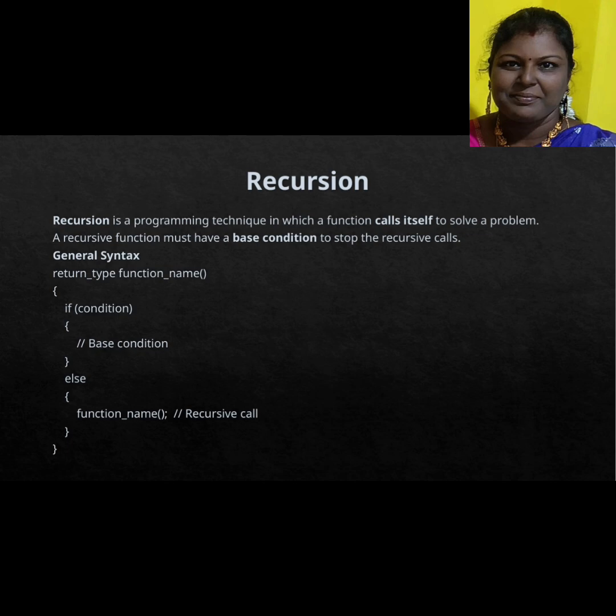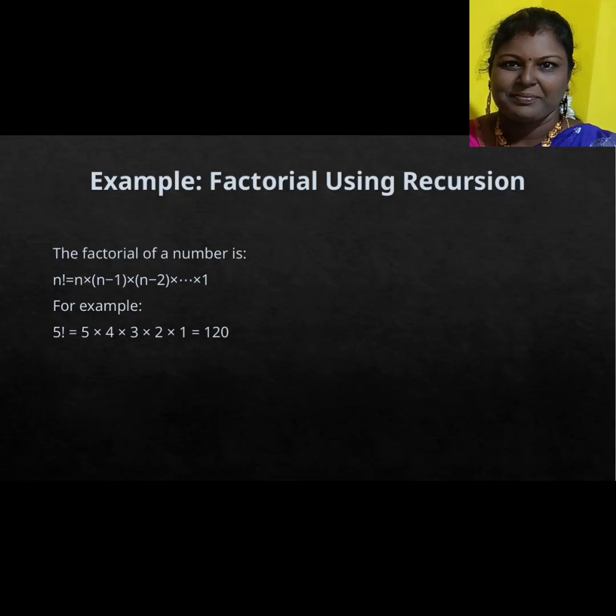Let's talk about factorials, a fundamental concept in math and computer science. The factorial of a number, written as n factorial, is the product of all positive integers from n down to 1. For example, 5 factorial is 5 times 4 times 3 times 2 times 1, which equals 120. This slide also introduces how we can calculate factorials using recursion, a powerful technique where a function calls itself to solve smaller instances of the same problem.